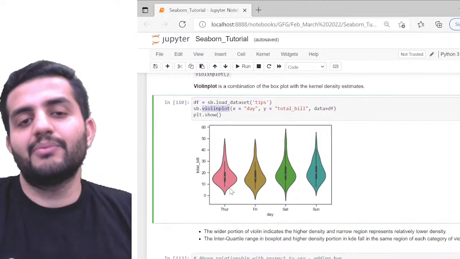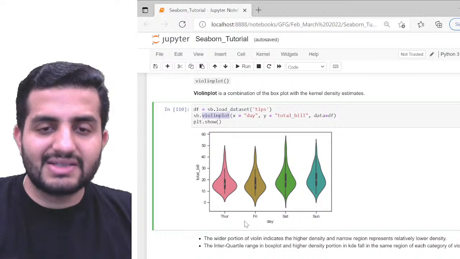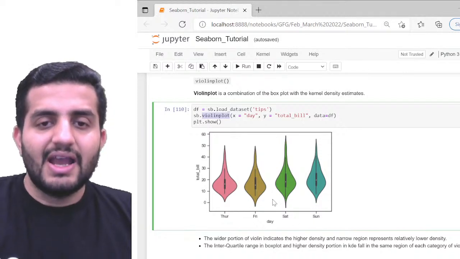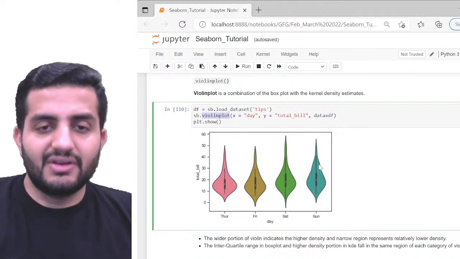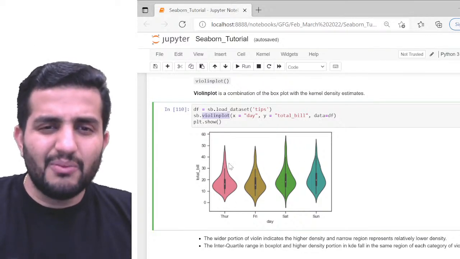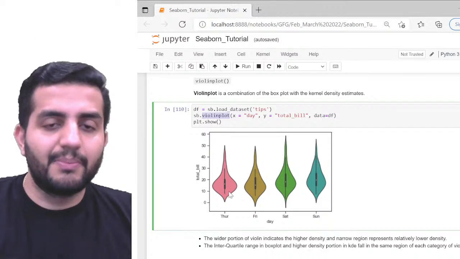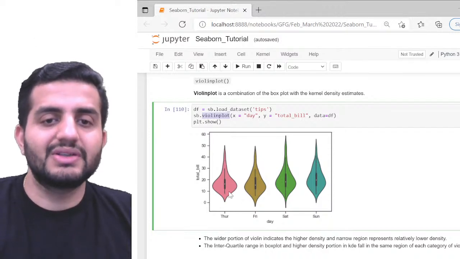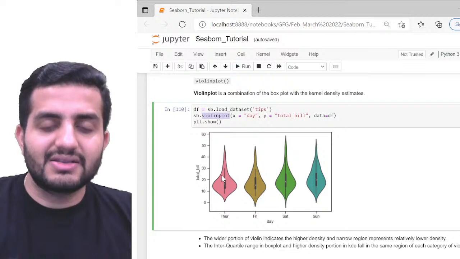In this violin plot, I'm seeing that on the day-wise, Thursday, Friday, Saturdays, and Sundays, I'm plotting my individual graphs here. So now what I can see is, for each of my days, how my bills are spread out. Now you can see this on Thursday, this is how my data looks.